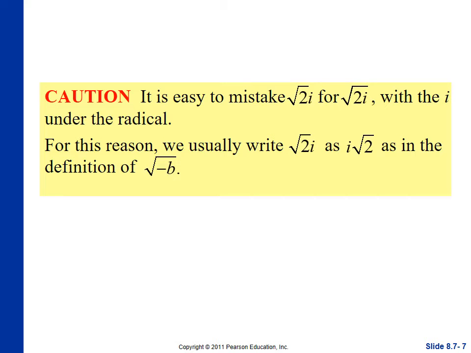So it's easy to mistake 2 times the square root of 2 times i for the square root of 2i with the i under the radical. So for this reason, the i goes in front of the square root. So it's i square root of 2, as in the definition of square root of negative b.